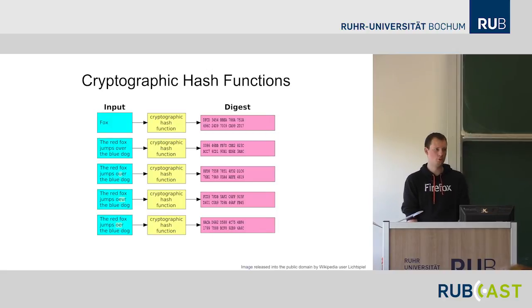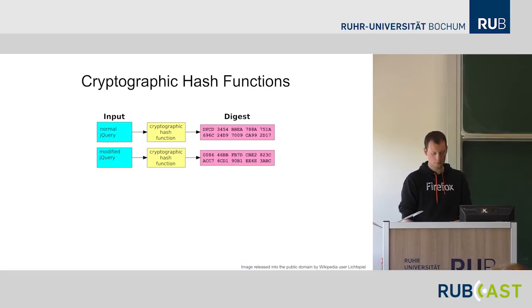A few properties of cryptographic hash functions are that if we just change 1 byte or even 1 bit in the input, the output will change radically. And the output is always of the same length, whereas the input can be of variable length. And also it should be very, very hard to find 2 inputs with the same output, which is of course called a collision. That means we want to use a collision-resistant hash function. In our use case, that means normal jQuery, this digest, modified jQuery, a completely different digest.